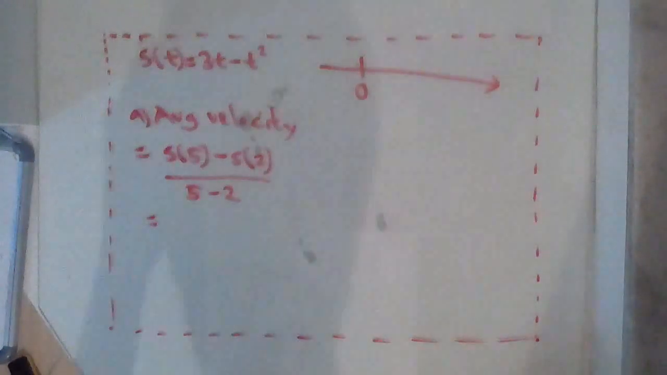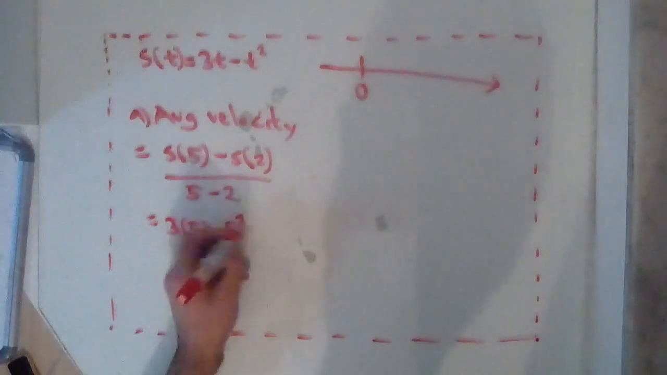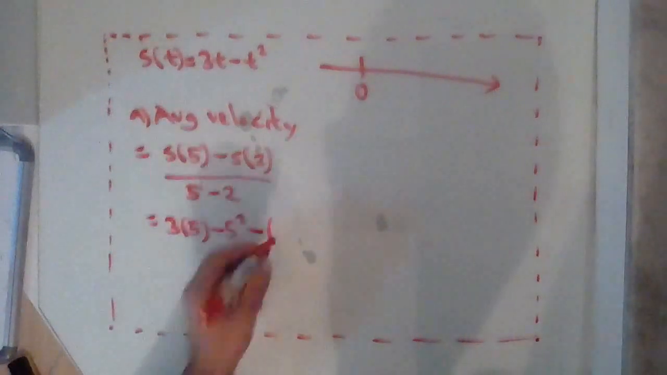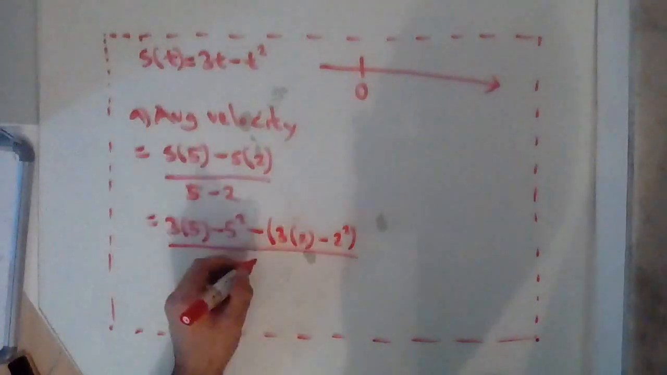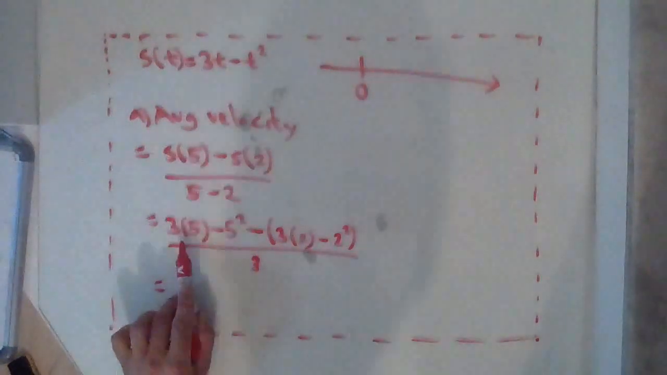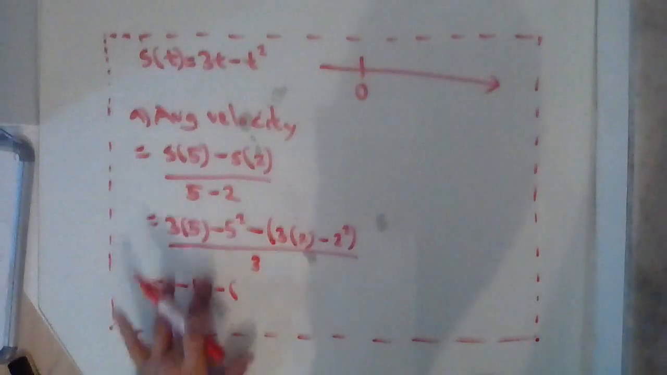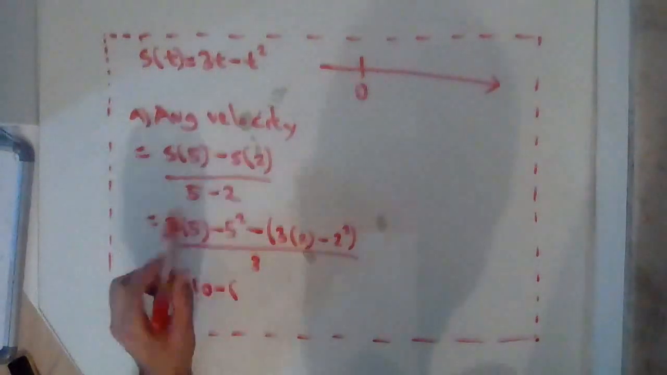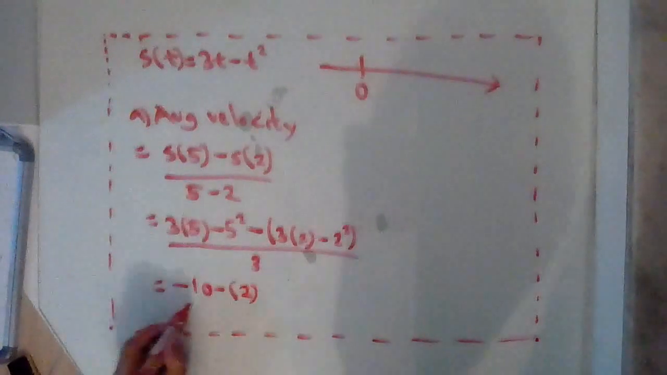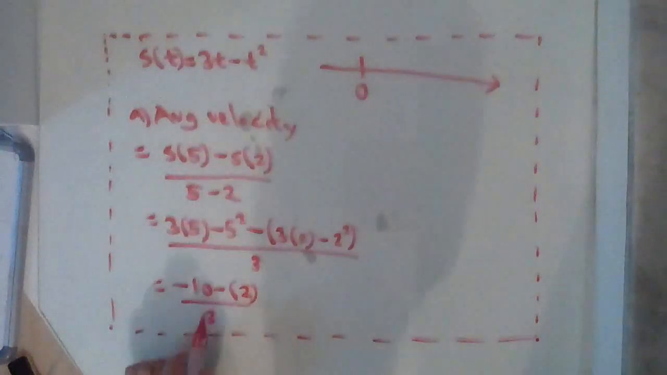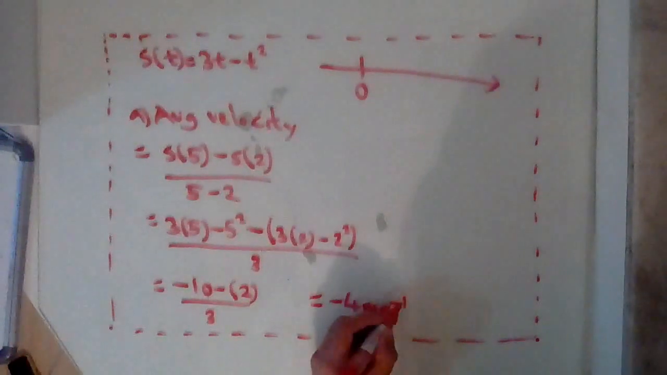So s5 is where you substitute into here, so it's 3 times 5 minus 5 squared, and then minus s2, we're going to need a big bracket for that, 3 times 2 minus 2 squared, all over 5 minus 2, which is 3. So 15 minus 25 is minus 10. Minus, well, 3 2s are 6, 2 2s are 4, 6 minus 4 is 2, so minus 2, over 3. Minus 10 minus 2 is minus 12. Minus 12 divided by 3 is minus 4. So that equals minus 4 meters per second.